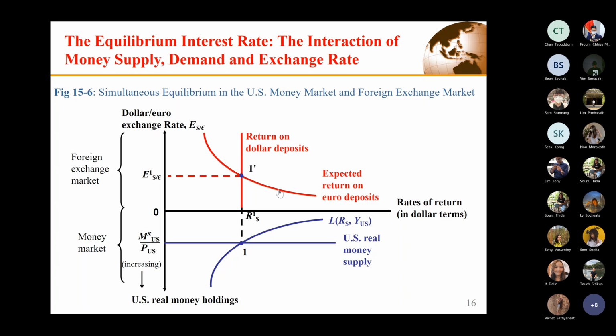Chimeng, I hope I gave you some answer for your question. Okay, teacher, it is better, because I was wondering how the exchange market affects the money market, but actually the money market affects the exchange rate. Yes, teacher. Okay, so let's move on a little bit.